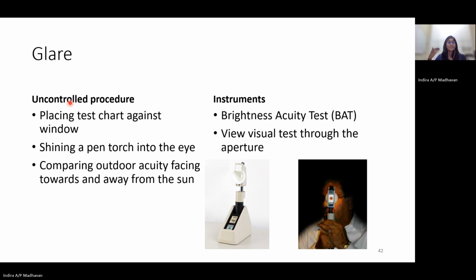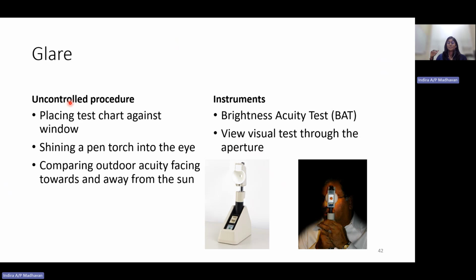Or another way is to place it at the normal location of the visual acuity chart. Ask them to read the letters, and while they are reading, we shine light into the eye to induce the glare. Similarly, the first one, placing it near the window, also induces glare, and the second one also induces glare. And then the third one is comparing outdoor activity facing toward and away from the sun.